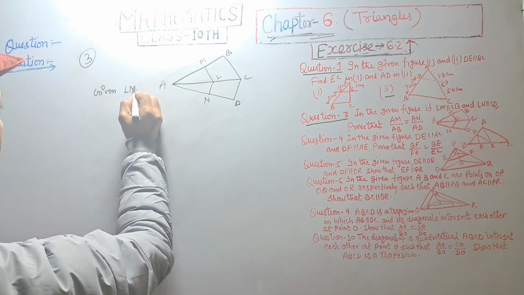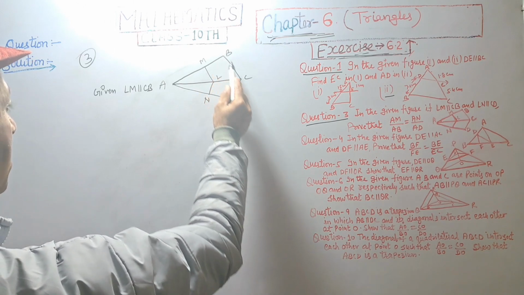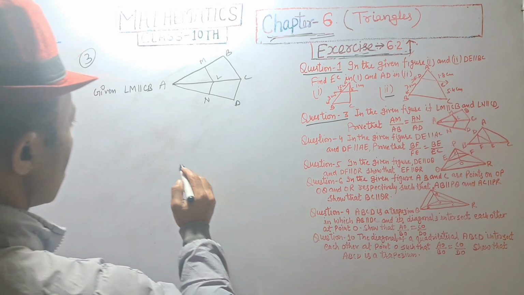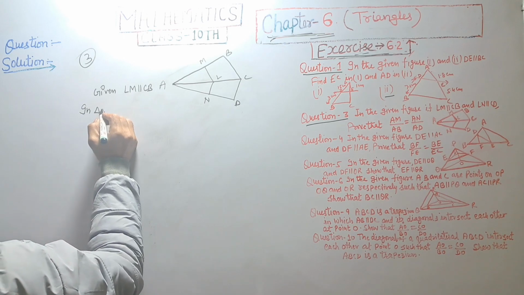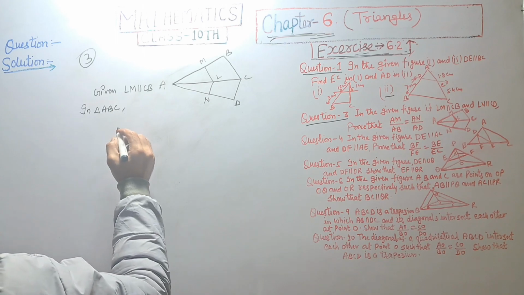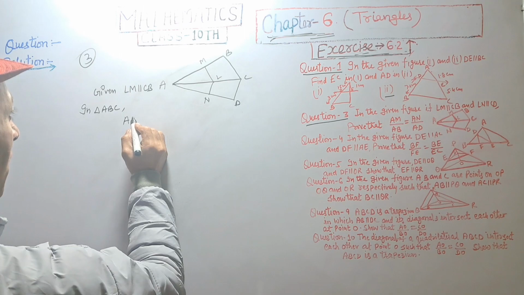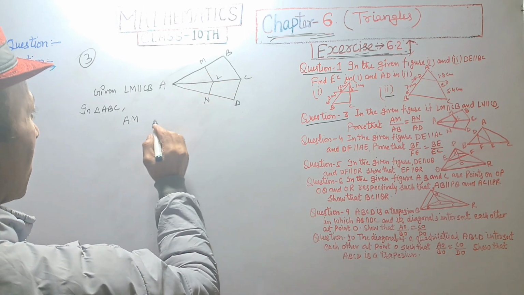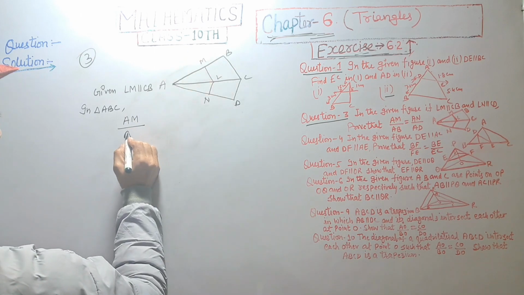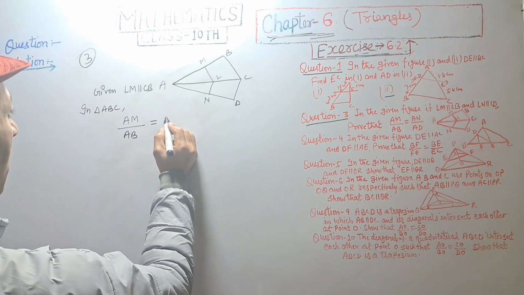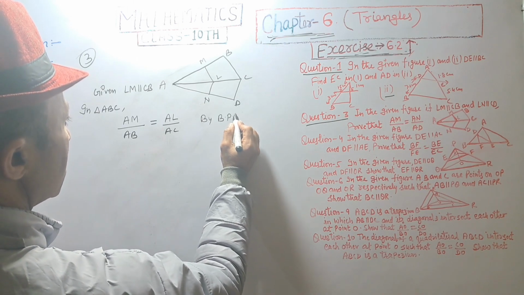Given LM is parallel to CB. In triangle ABC, LM is parallel to CB, so AM upon AB is equal to AL upon AC by basic proportionality theorem.